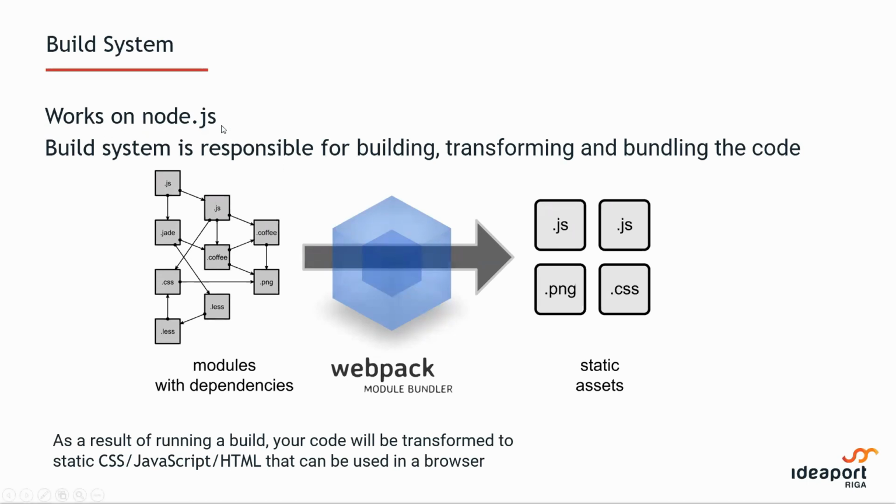I think it's important to say that the JavaScript that runs in Node.js is not the same JavaScript that runs in the browser. This language in that case is used for building the application inside the operating system using some of the libraries, but it has no relation to the browser. Build system is responsible for building, transforming, bundling the code. As a result of build, the code will be transformed to the static CSS, JavaScript, HTML that can later be hosted by the web server and you can use in the browser.